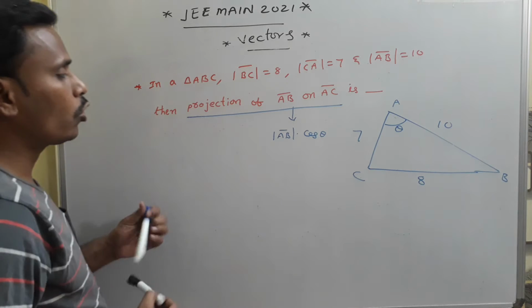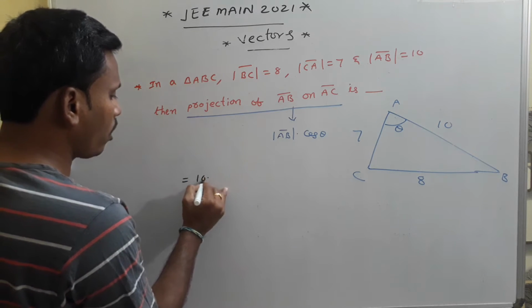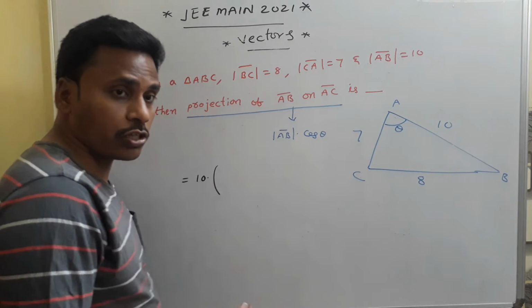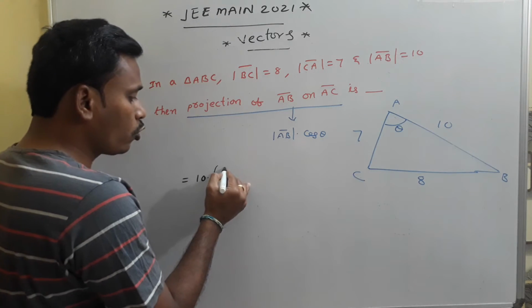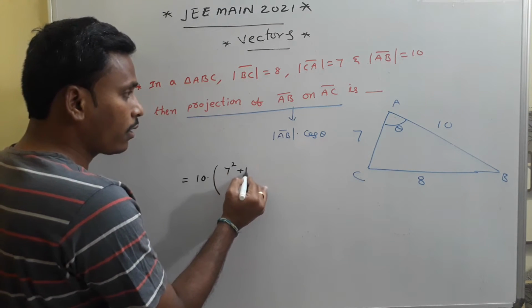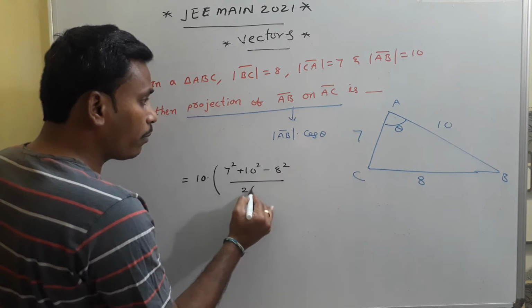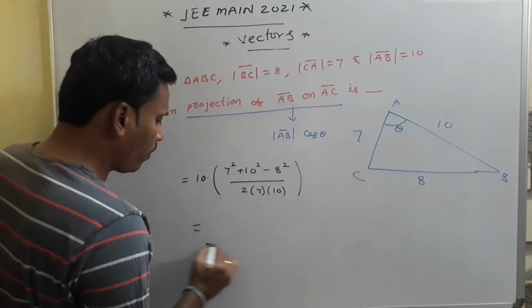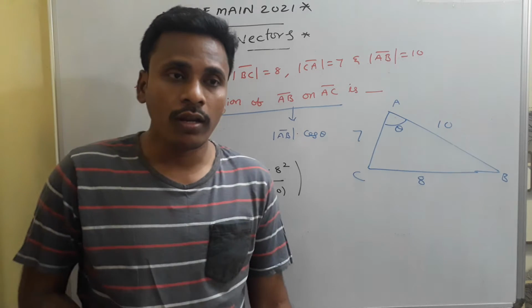And what is modulus of AB bar? It is 10. Then into cos theta. So to find cos theta, use the projection rule, the opposite and adjacent sides of theta. Using the projection rule: 7 square plus 10 square minus 8 square divided by 2 into 7 into 10. This is what we need to simplify, and that value is the projection length of AB bar on AC bar.